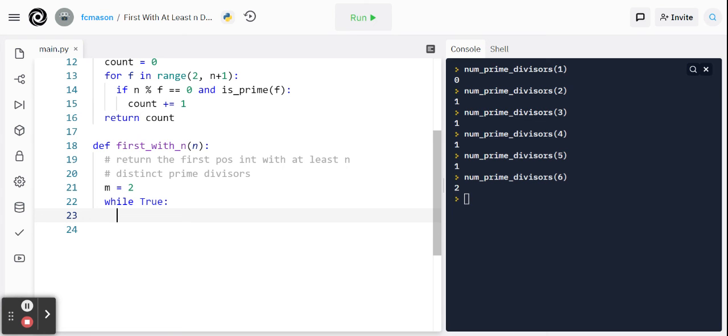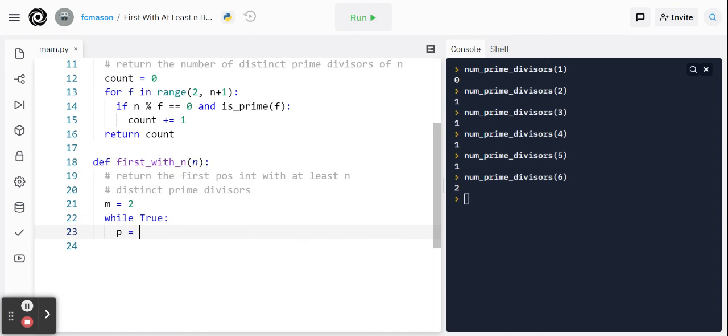Okay, so how about this? I will let p be the number of prime divisors. I have a function for that, prime divisors of that m. Okay, so how about this? If p is greater than or equal to n, that's the input value, that's the number of prime divisors that we wish to get, then we'll break out of this particular while loop. Okay, that's what break will do. It'll break out of the loop, it'll stop the loop.